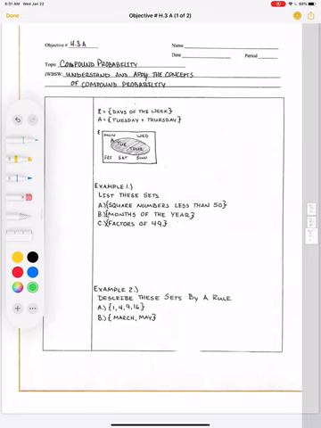So this is the example that we were talking about back on the first page of notes, right here. Our universal set is going to be all days of the week, which you can see are listed below. We have Monday, Tuesday, Wednesday, Thursday, Friday, Saturday, Sunday. So that's our universal set.